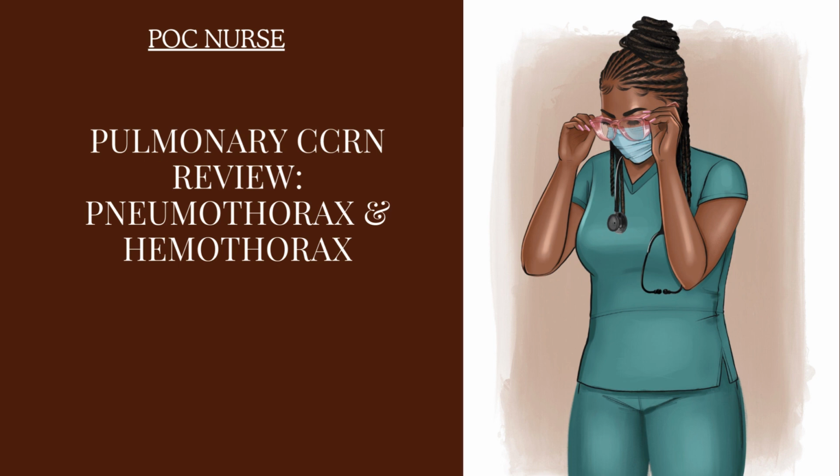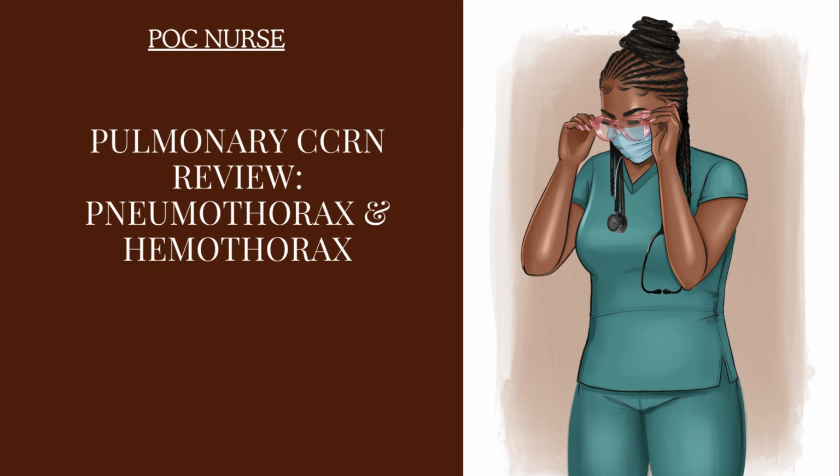What types of pneumothoraces do we have? We have traumatic pneumothoraces and atraumatic pneumothoraces. Atraumatic pneumothoraces are usually spontaneous in nature, meaning there's no precipitating event. When we talk about spontaneous pneumothoraces, we have two types. We have primary spontaneous pneumothorax and secondary spontaneous pneumothorax.